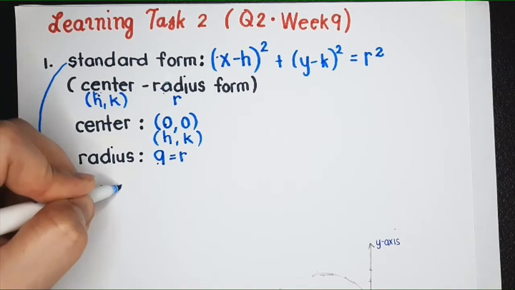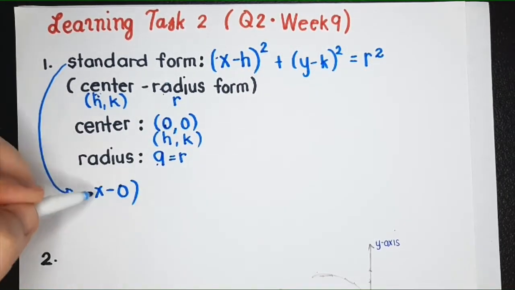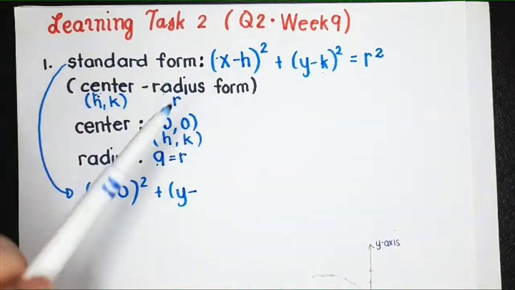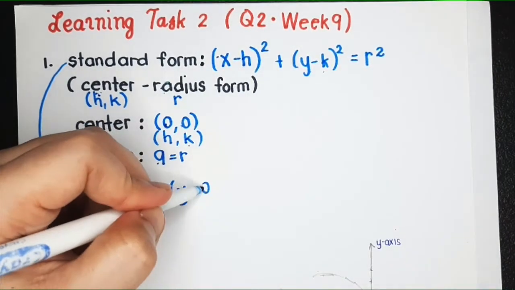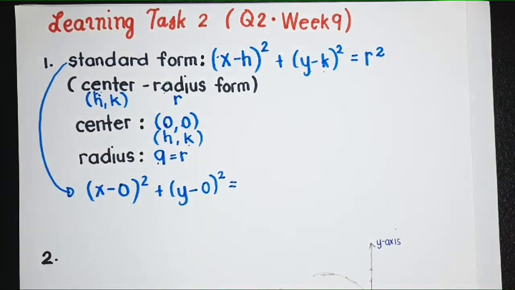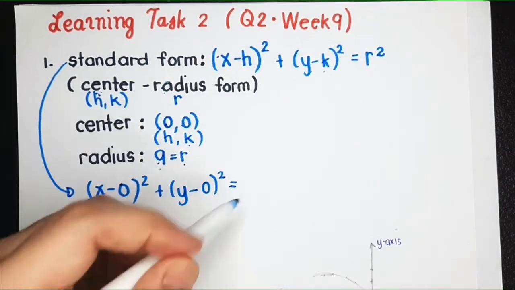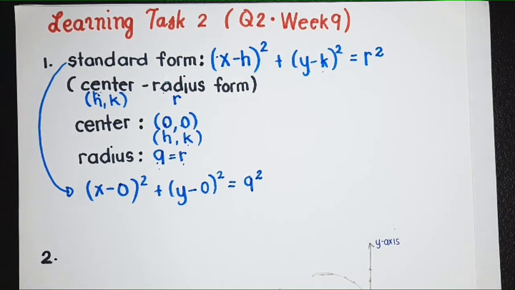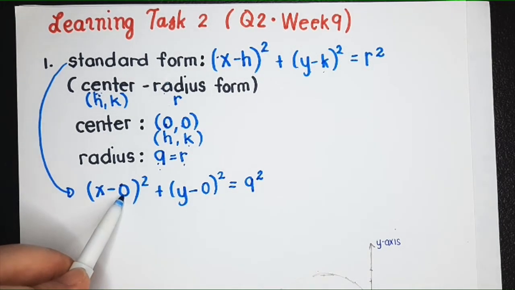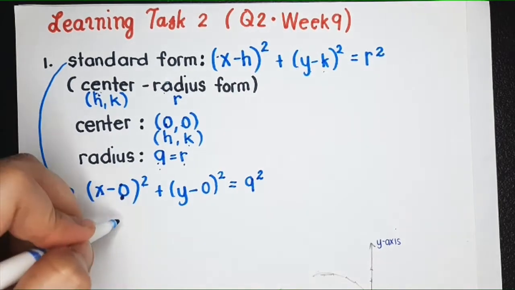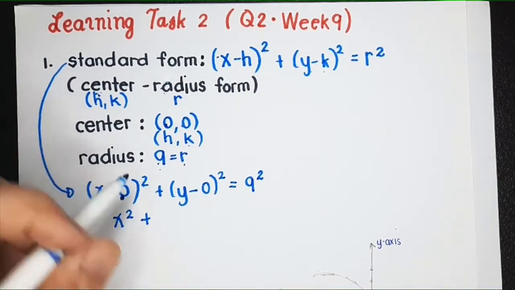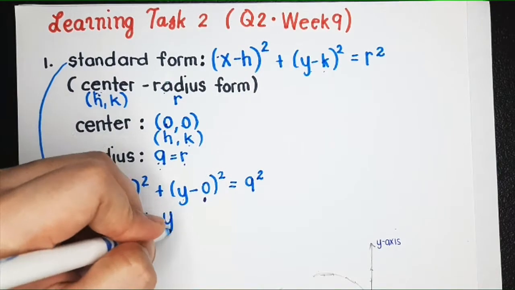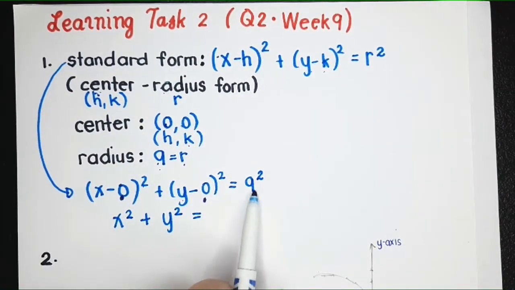So we have x minus 0, so that's h, squared, plus y minus k, so k is also 0, squared, equals r squared. What is r? 9. So you write 9 squared. And then we simplify. What is x minus 0? It's x, and then you square it. So you have x squared plus, what is y minus 0? You have y, and then you square it, so you have y squared. And then, what is 9 squared? 81.